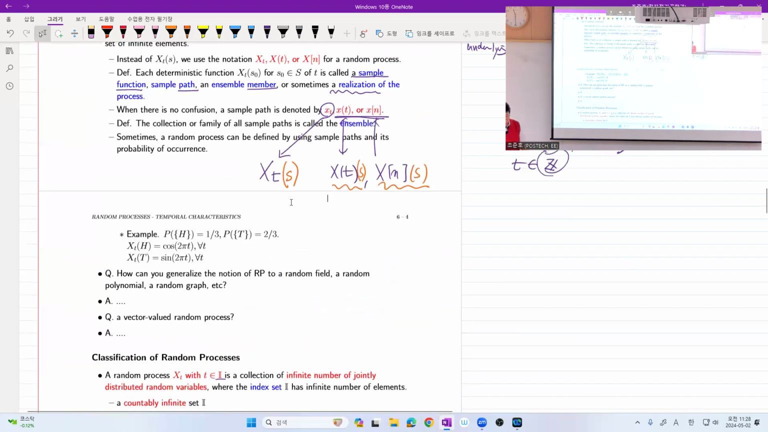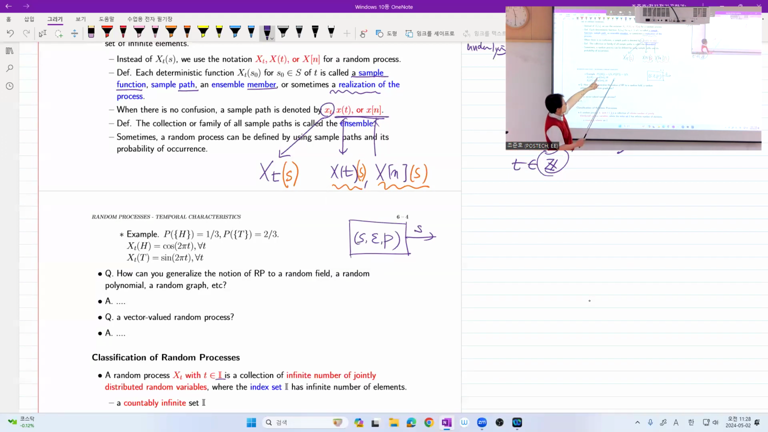Now, here goes some example. And this is very interesting. So in order to familiarize you with this measure-theoretic definition, here goes a probability space that is very special. We have only two outcomes, heads or tails, and each one has probability 1/3 and 2/3. Ready? So here, this S can be heads or tails, right?